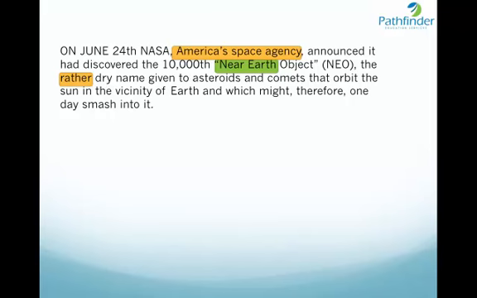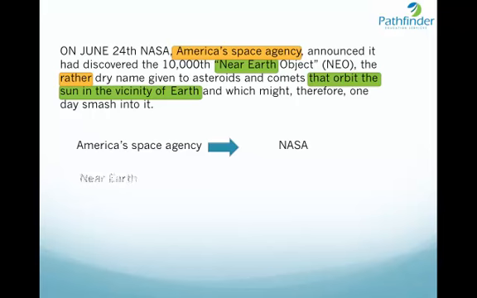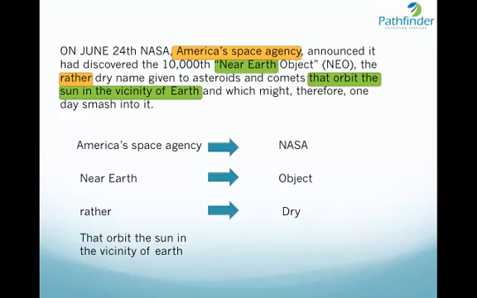Given to asteroids and comets that orbit the sun in the vicinity of Earth. So this particular clause, that orbit the sun in the vicinity of Earth, modifies the compound noun asteroids and comets. So these are the major modifiers. America's Space Agency modifies NASA. Near Earth modifies object. Rather modifies the word dry. And that orbit the sun in the vicinity of Earth modifies asteroids and comets.